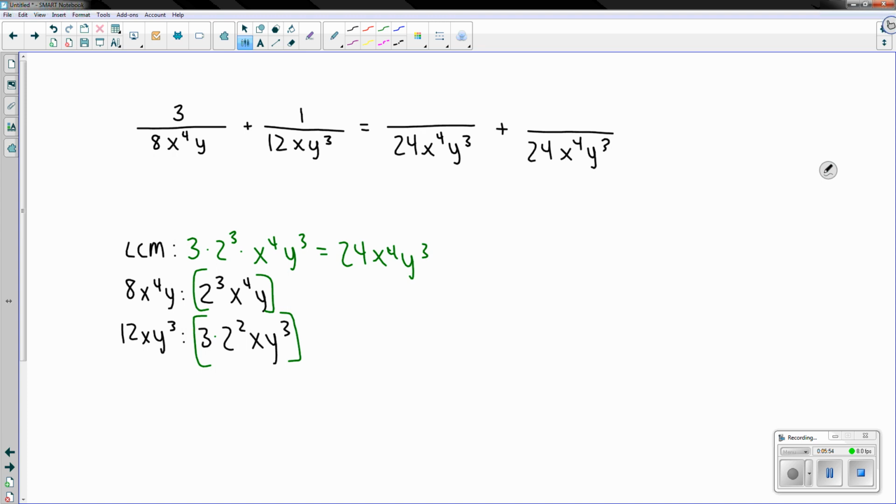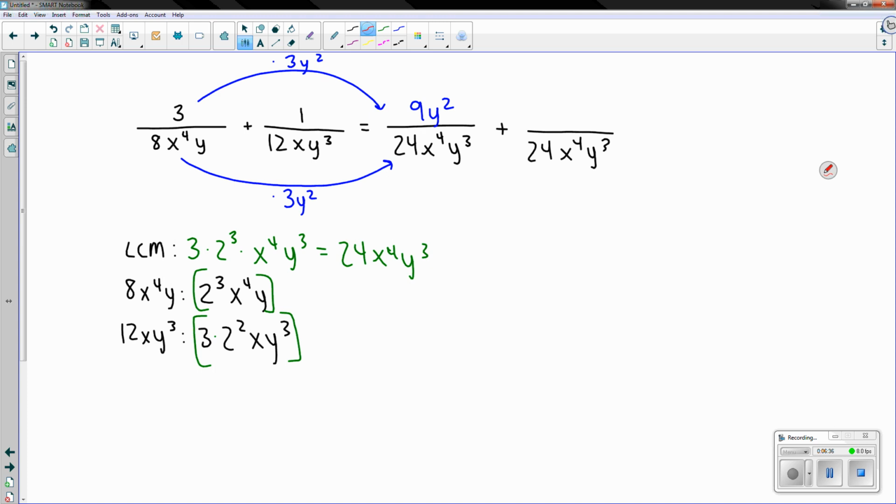Now you'll see that both denominators got adjusted to this new common denominator. So we must adjust the numerator the same way. So how do I get from 8x to the 4th y to 24x to the 4th y cubed? We can see that we had to multiply the numeric value by 3. So maybe I'll write a dot for multiplication. So multiply by 3. The x stayed the same, and the y went from y to y cubed, so I have to multiply by y squared. So we must also multiply the top by 3y squared, which is going to result in 9y squared.